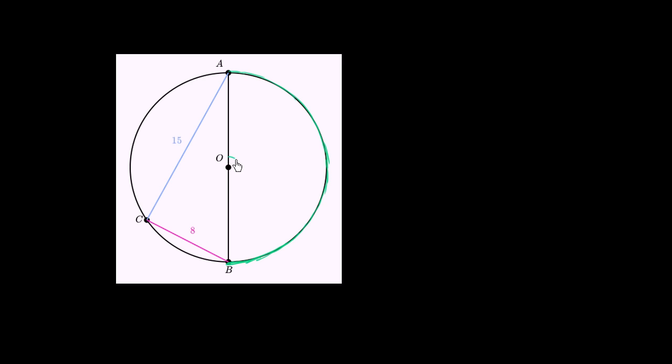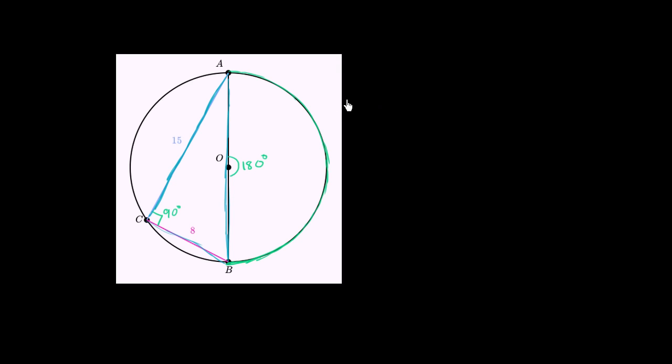So the central angle right over here is 180 degrees, and the inscribed angle is going to be half of that. It's going to be 90 degrees. Or, another way of thinking about it, it's going to be a right angle. And what that does for us is it tells us that triangle ACB is a right triangle, and the diameter is its hypotenuse. So we can just apply the Pythagorean theorem here.